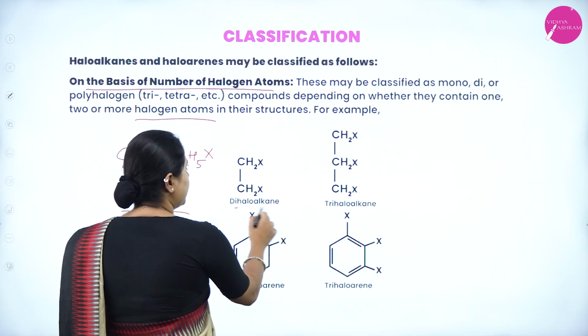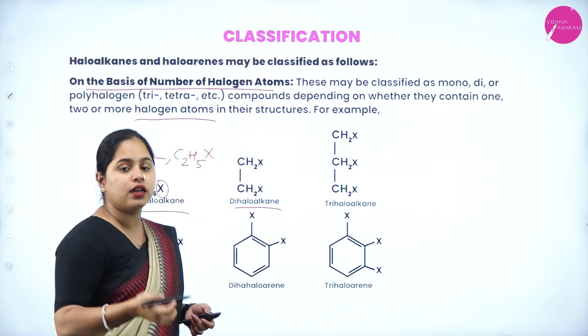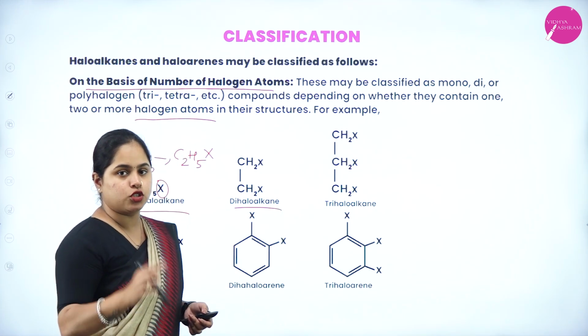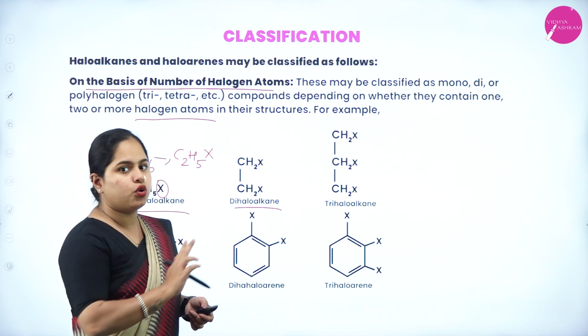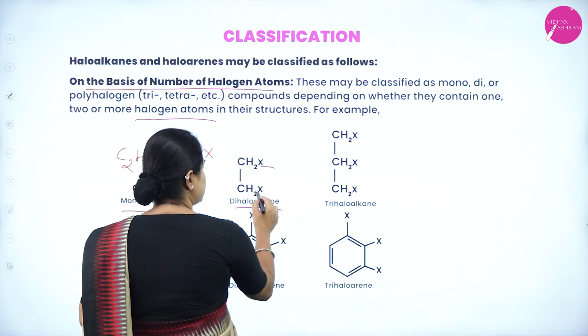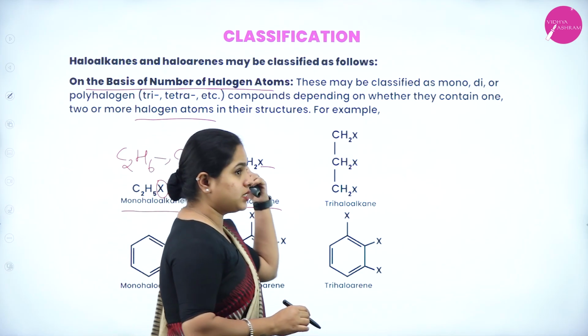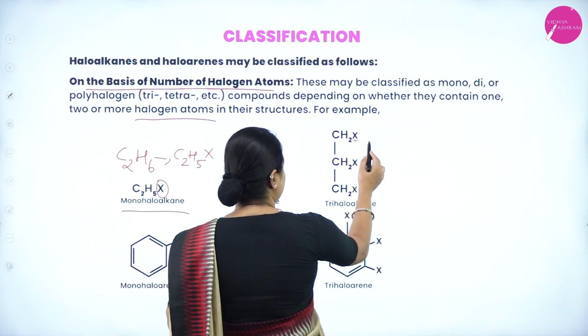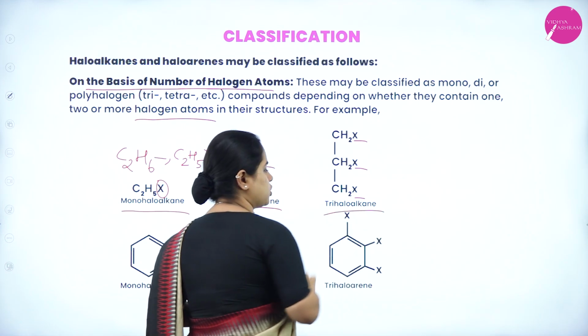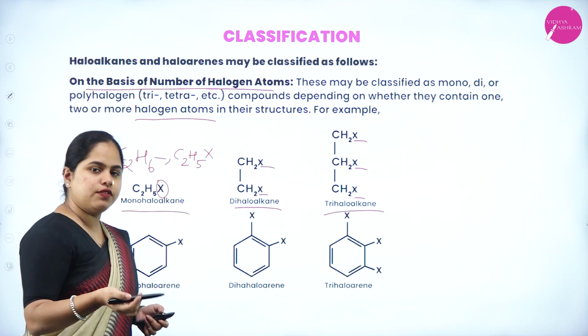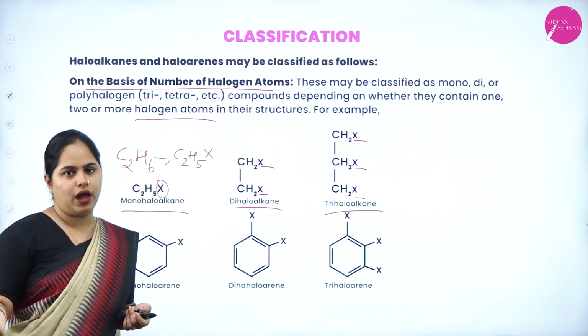Now another one is dihaloalkane. What is a dihaloalkane? 2 halogen atoms will be present. 2 hydrogen atoms are replaced by 2 halogen atoms. So CH2X and CH2X, you can see here, 2 halogen atoms are present. Now if there are 3 halogen atoms, as you can see here, it is called trihaloalkane. Further, we can call it tetra, pentahaloalkane.